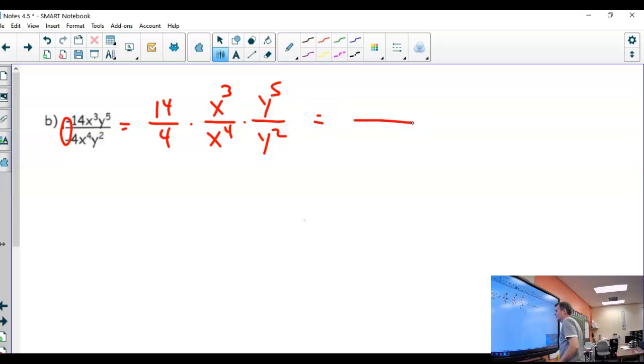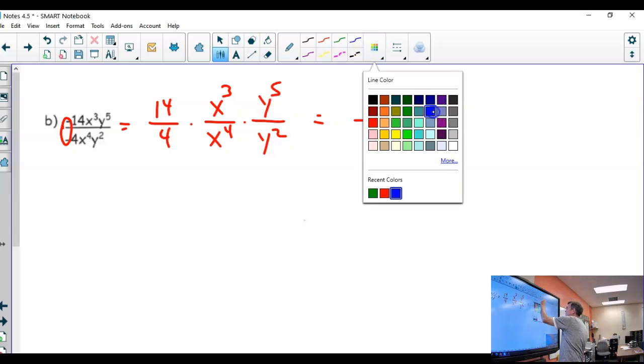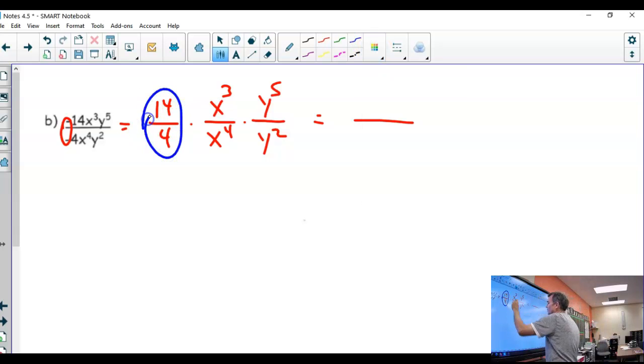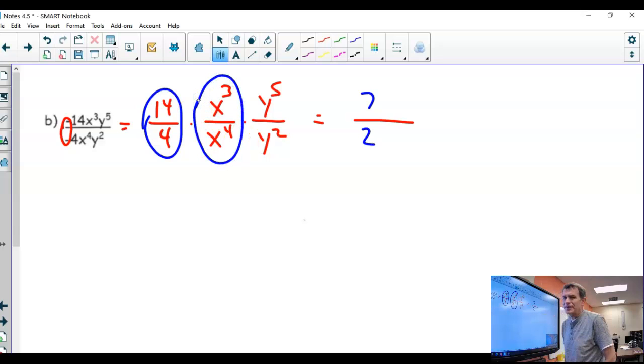Okay. So notice how I set up my answer blank at the end, my fraction bar, and then I start up. Here we go. 14 over 4. That reduces to 7 over 2. The X's. Looks like I got 3 on top and 4 on the bottom, so that's 1 extra on the bottom.